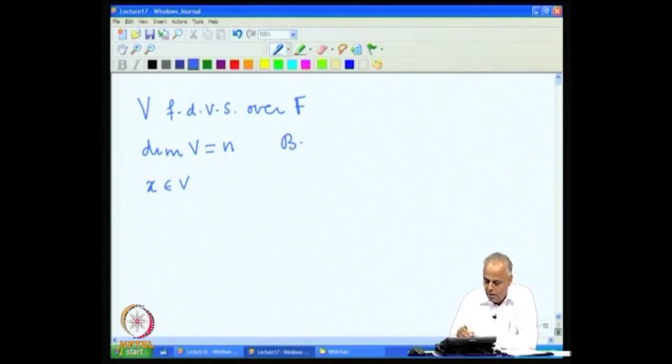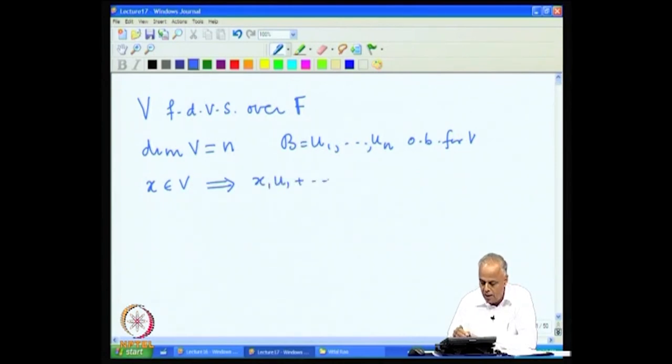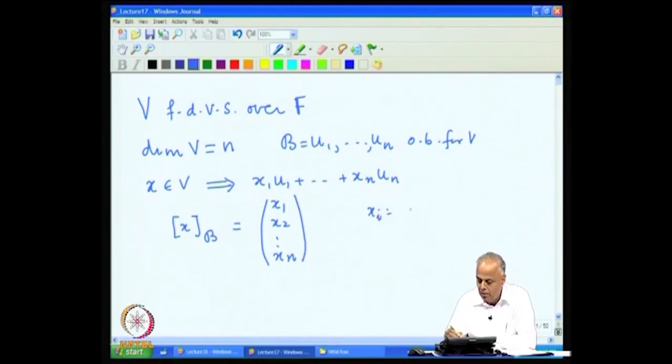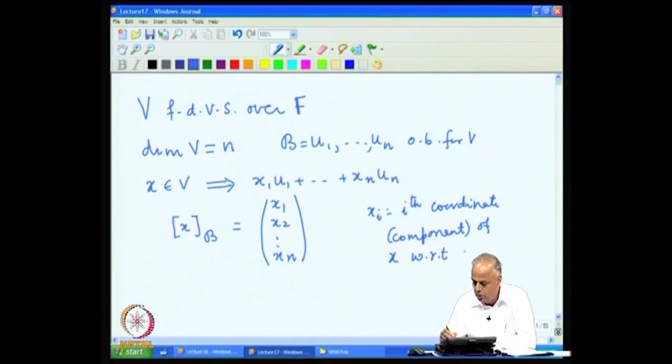So, B equal to u1, u2, un, an ordered basis for V. Then every x in V has a unique representation as a linear combination of these basis vectors. Then we construct the vector in Fn and call it xb, and that is this vector x1, x2, xn, and xi is called the ith coordinate, or ith component, of x with respect to the ordered basis B.